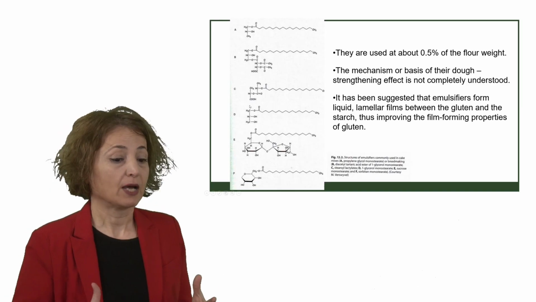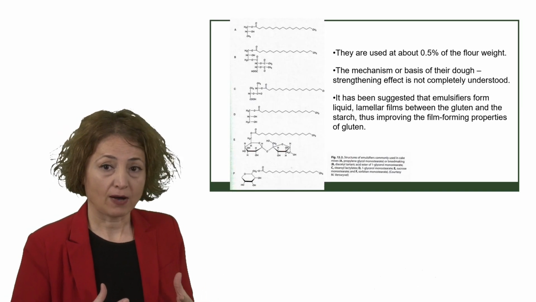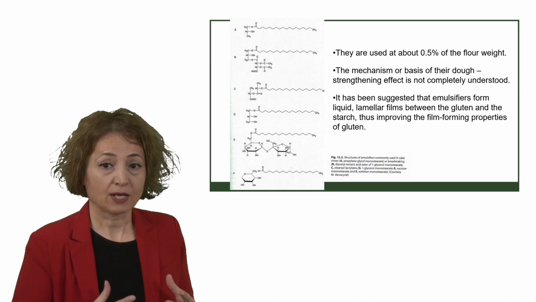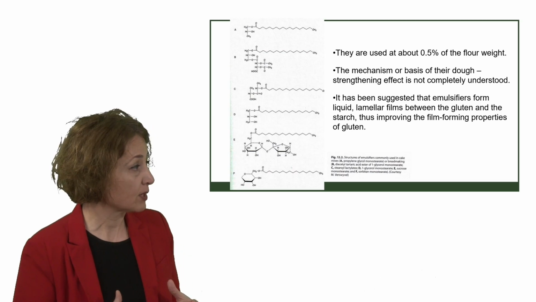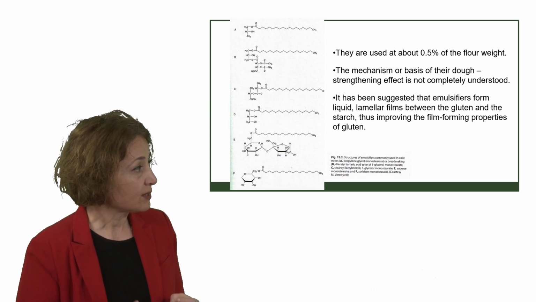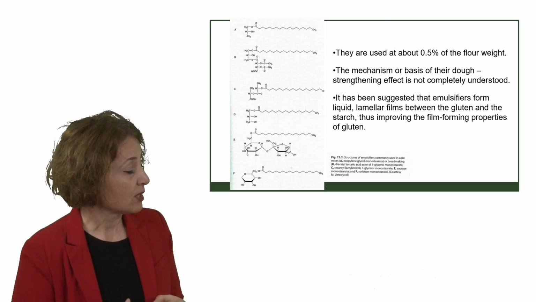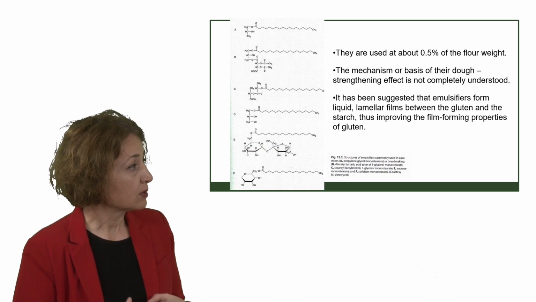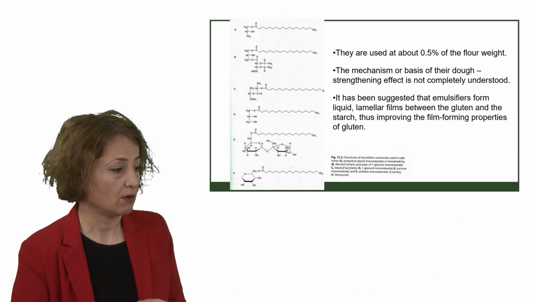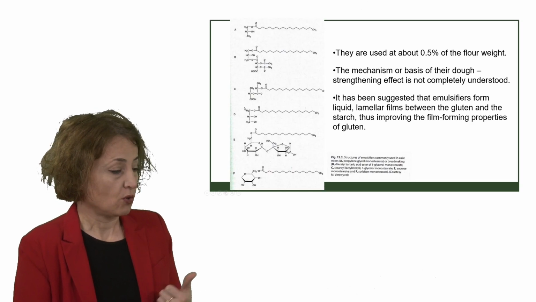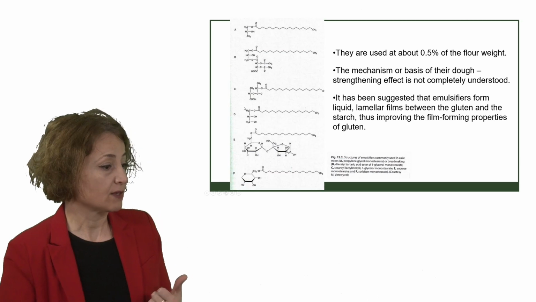So emulsifiers are used at about 0.5% of the flour weight, and the mechanism of their action, the basis of the dough strengthening effect, is not completely understood. It has been suggested that emulsifiers form liquid lamellar films between the gluten and the starch. Then they improve the film forming properties of gluten. And the emulsifiers, in more general terms, are monoglycerides.